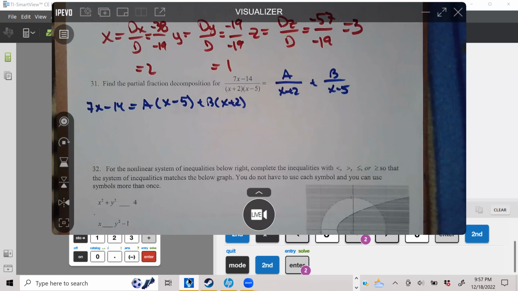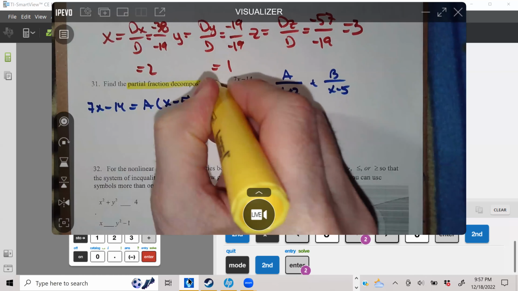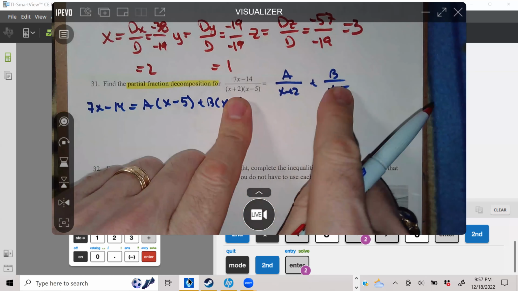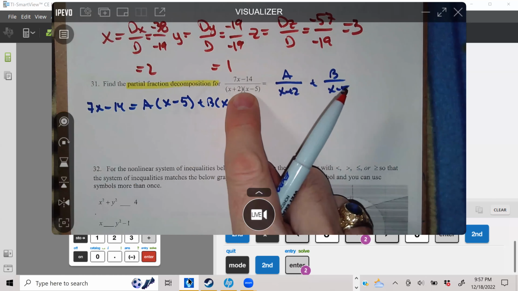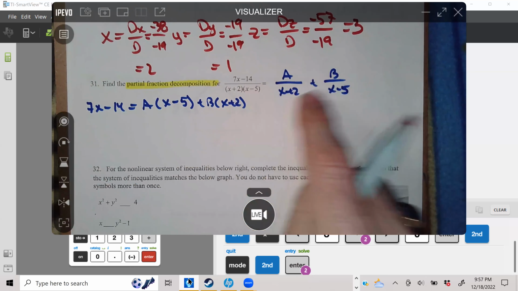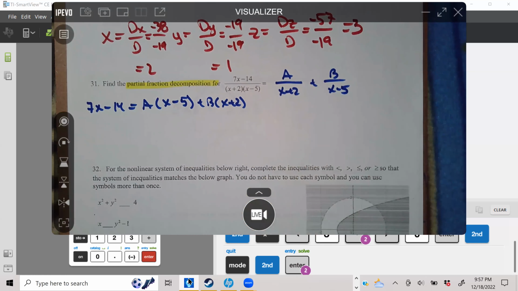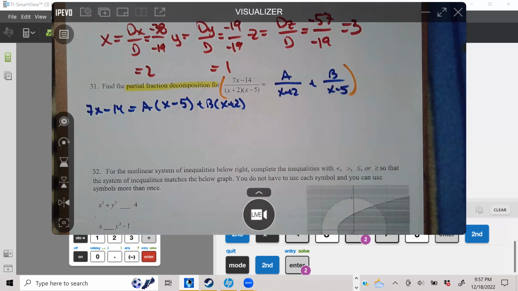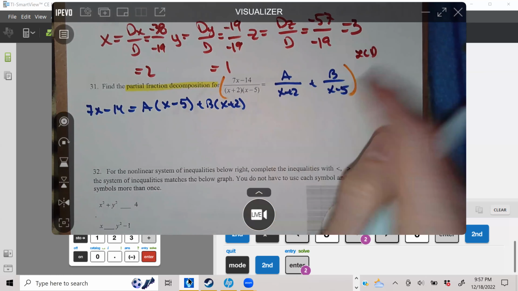Partial fraction decomposition. This is a good one. Let's take a look here. You're going to put a term in the numerator like this for every binomial term in the denominator. This is not a repeated linear factors case. I don't have a squared or a cube, so I don't need to do any repeats here. The trick here is to multiply both sides of this equation by the LCD. And our LCD is x plus 2 times x minus 5.